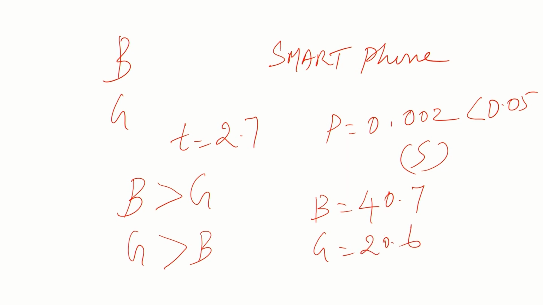So what do you infer from that? If it is significant, to interpret your result you have to consider the mean value. Based on the mean value and the scoring norm, assume that boys obtained a mean score of 40.7 and girls obtained 20.6. Which one is the highest value? 40.7. So boys have a high level of smartphone addiction.